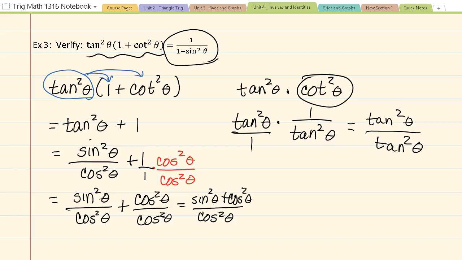And then that's an identity that we should recognize. Told you we would see this guy over and over again. So that's going to give me 1 over cosine squared of theta.